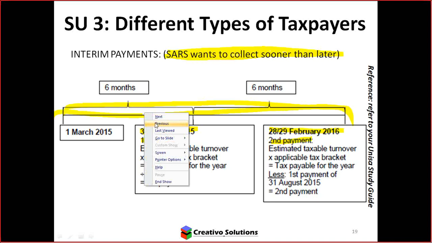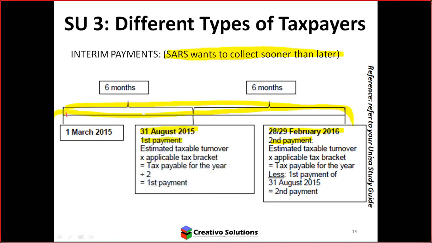Okay, so that part minus the tax that you would have paid over there, because that would have been the first payment. Do you agree? Yes, sir. That's why you less. Okay, so you never pay tax twice. You're only going to pay tax once.